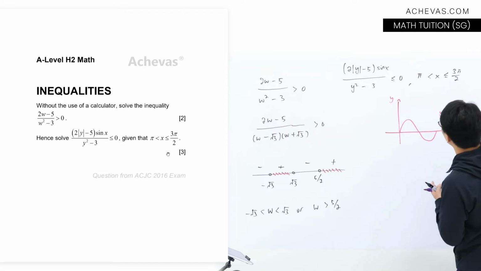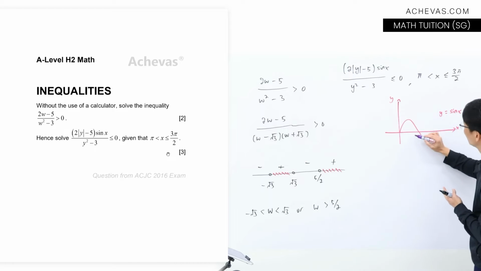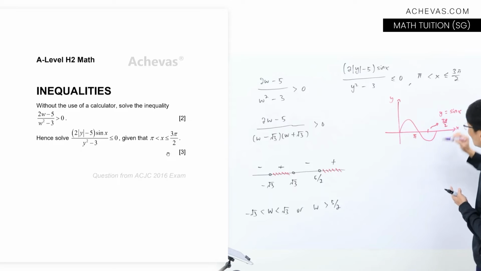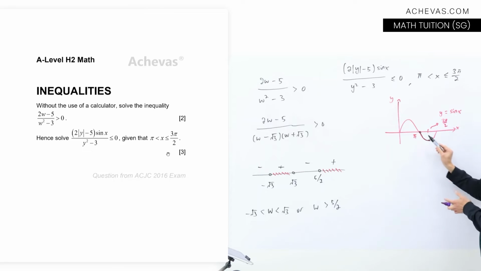Alright, and if our values of x are restricted to be between pi and 3 pi over 2, this is pi, this is 3 pi over 2. The region I'm interested in looking at is actually this particular region here, from here all the way to here. Okay, and I'll just put an open circle here because it doesn't include pi.